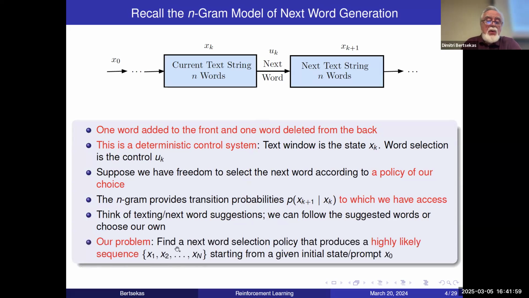But the problem that we're going to focus on is to find the next word selection policy that produces a highly likely sequence of text windows starting from the given initial state, which we can view as a prompt. And highly likely according to the suggestions of the n-gram.